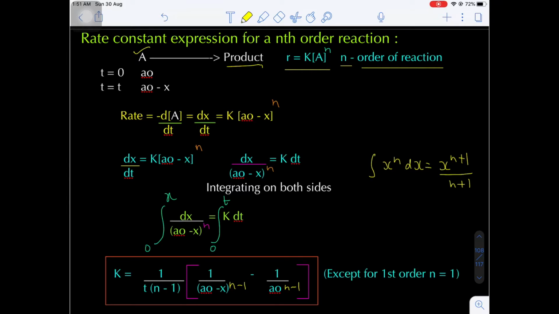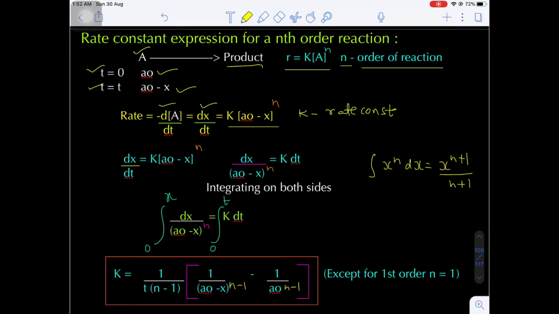Now let's suppose initially at time t0, the reactant's initial concentration is a naught. At a certain time interval t, let's suppose x moles of reactant decompose according to stoichiometry 1. So the remaining moles of reactant will be a naught minus x. Now the rate of a reaction is nothing but the change in concentration of a reactant per unit time interval. So minus dA by dt, which is equal to dx by dt, is equal to k into (a naught minus x) to the power n, where k is called the rate constant.